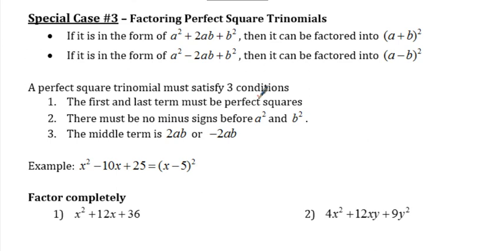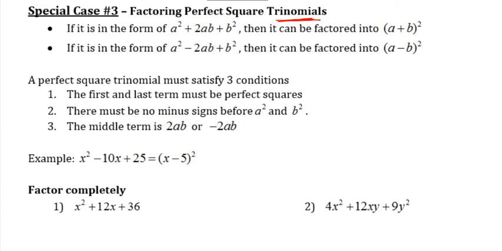Special case number 3. If you come across something that is a trinomial, 3 terms, that appears to have this form, something squared here, something squared here, and the double of each of those originals here, that can be factored as a plus b squared. There's also a negative version. It must satisfy these 3 conditions for it to match this special case.